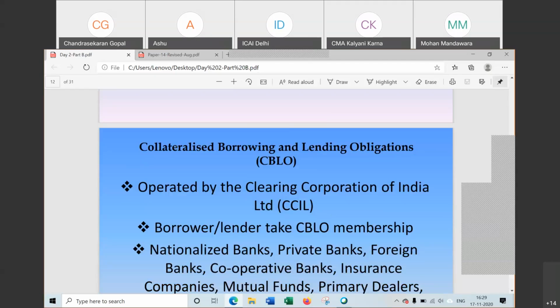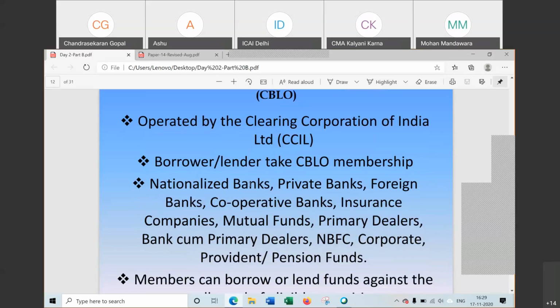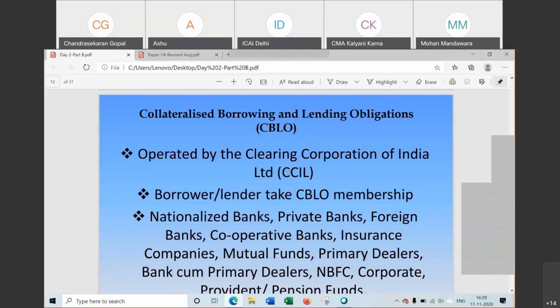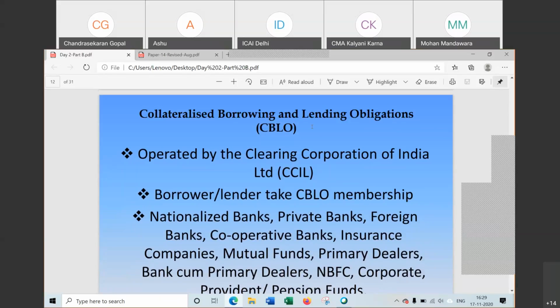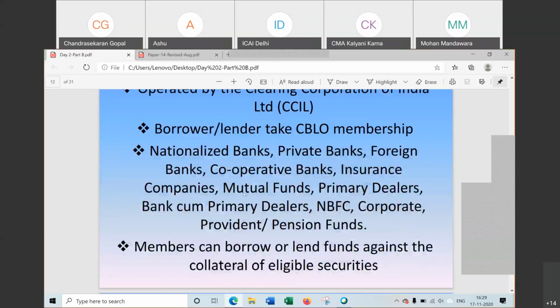Now the next instrument is collateralized borrowing and lending obligation, CBLO. What is the CBLO instrument? It is operated by the Clearing Corporation of India, CCIL. CCIL regulates this instrument. Any borrower and lender of this instrument first has to take membership from CCIL. And who are the participants here? Banks, private banks, foreign banks, cooperative banks, insurance companies, mutual funds as investors, primary dealers, NBFCs, corporates, provident and pension funds.